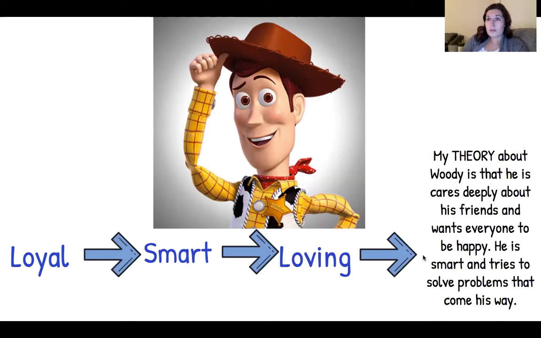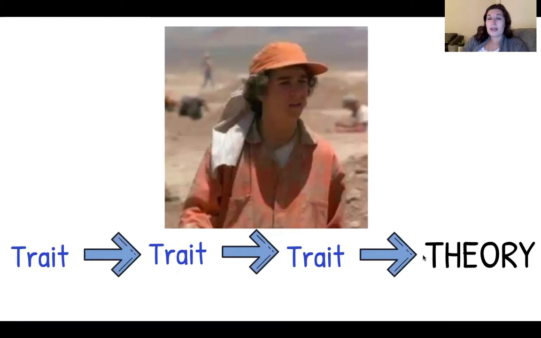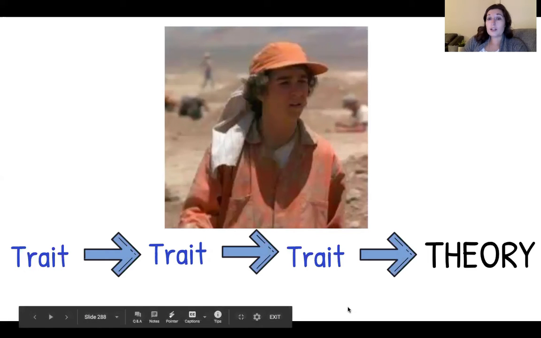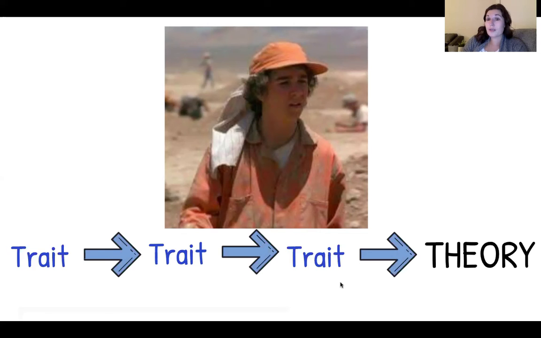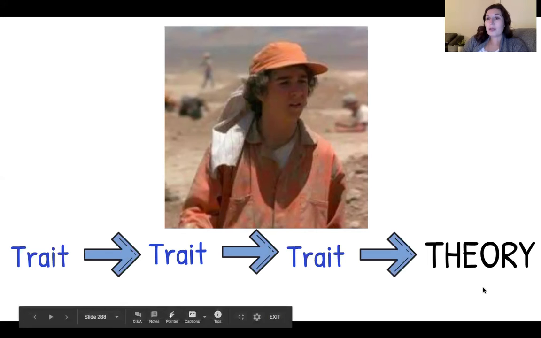You are going to be doing the same thing today, but with the character Stanley. At the end of the story, or at the end of our reading today as a whole group, you're going to choose three character traits, and you can always use your blue character traits sheet in your supply bag. And you're going to think about how these three traits are connected and come up with a little explanation for your theory.